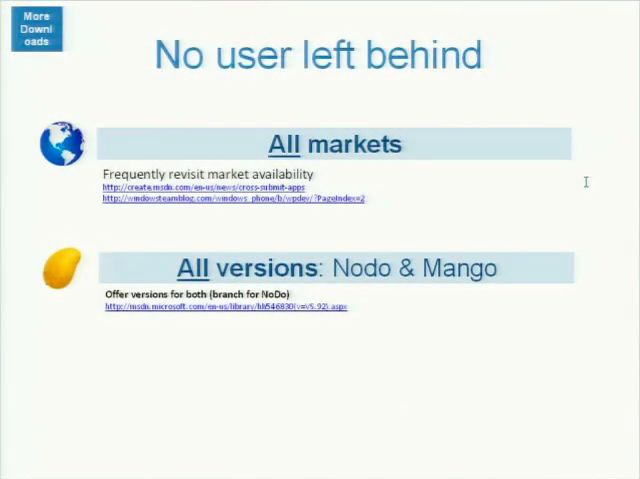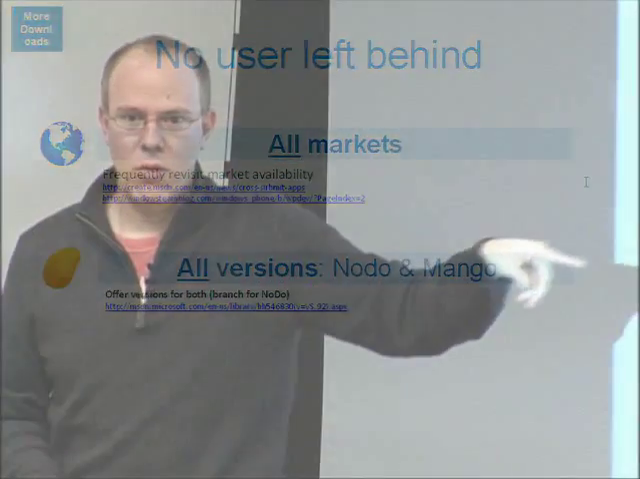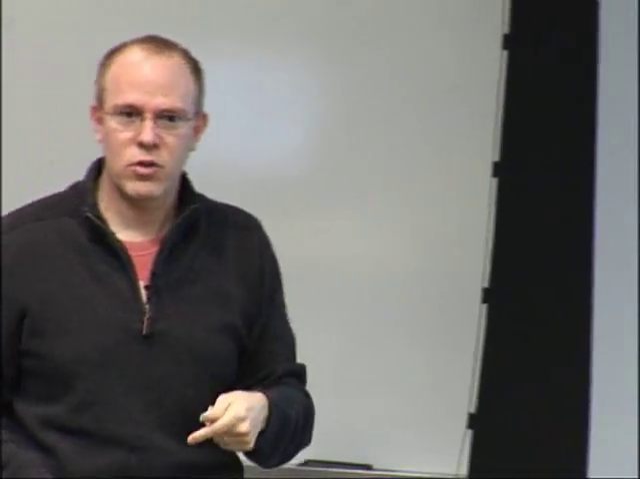The other one is a very interesting one. Make sure your app runs in both Mango and Nodo, the previous version of Windows Phone and the current version. I made the mistake with one of my apps: I submitted it in Mango first, so I can no longer update it to Nodo.